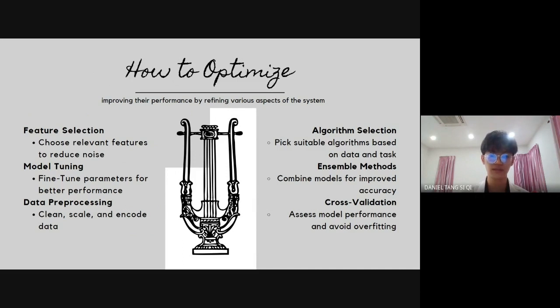Then, choosing the most suitable algorithm or combination of algorithms based on the data and tasks is essential for optimal performance. Simple techniques like bagging, boosting, and stacking can improve the system's accuracy by combining multiple models. Finally, techniques like K-fold cross-validation help assess the model's performance accurately and avoid overfitting.